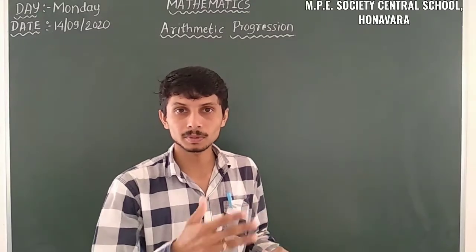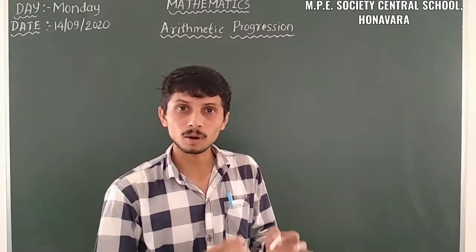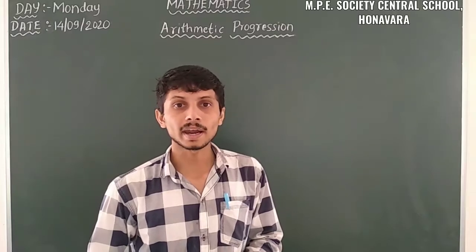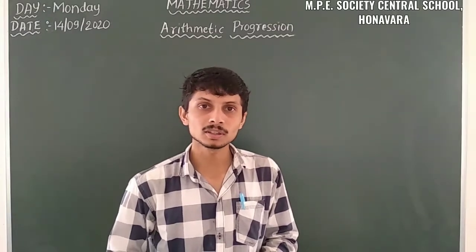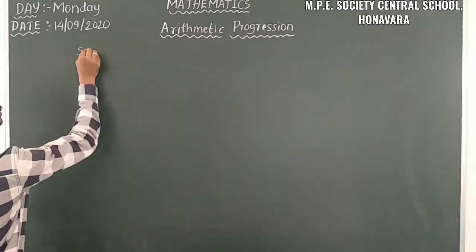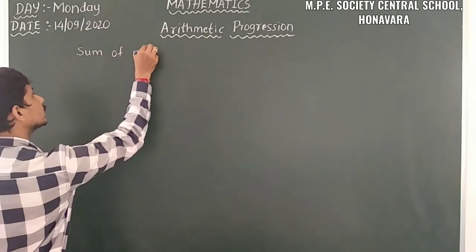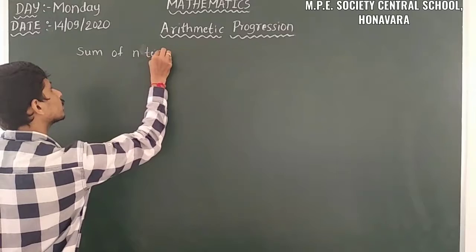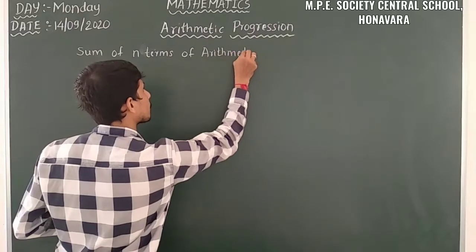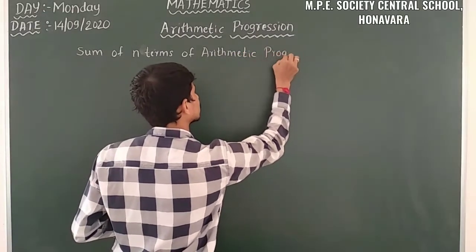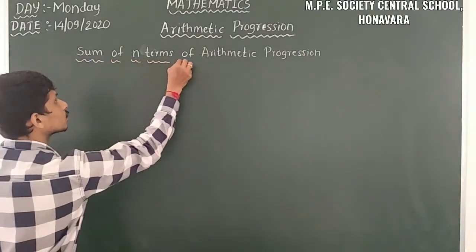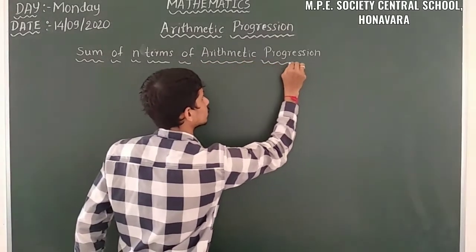Likewise, for the nth term of an arithmetic progression we also studied that formula, and here also we have to find out a formula to help find the sum of n terms of an arithmetic progression. Here we have to discuss the sum of n terms of an arithmetic progression.